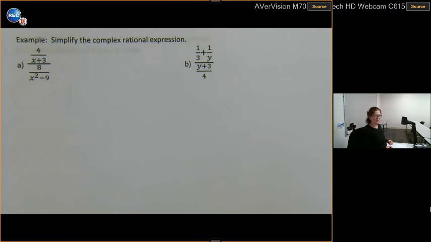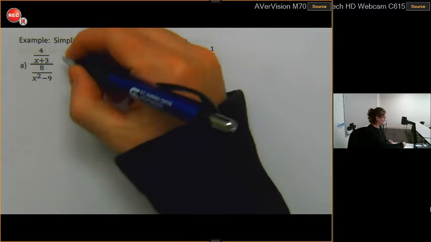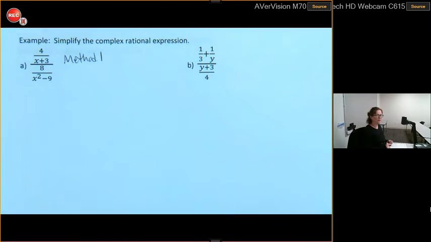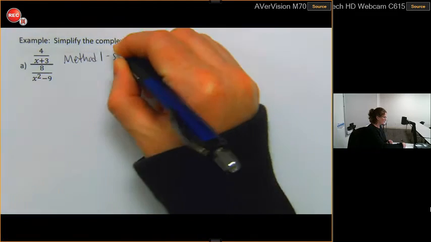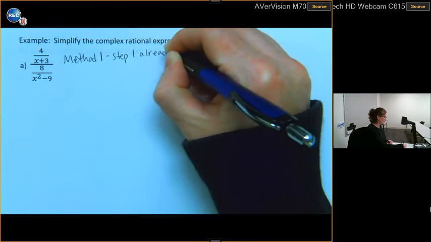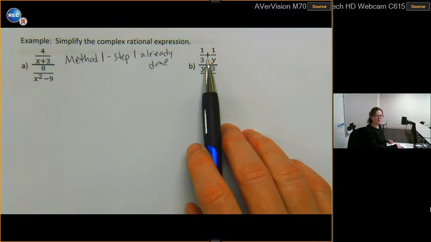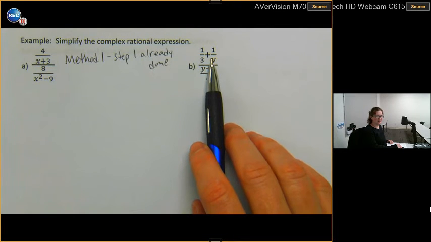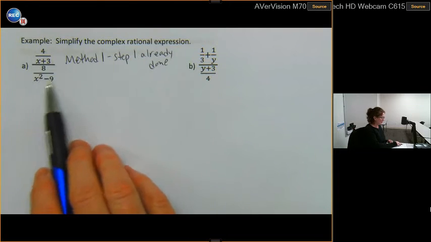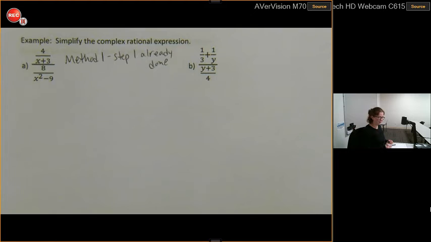So how do I know when to use which method? Well, it's really going to be up to you, but there are times when one method would seem to be simpler than the other. For example, on letter A, I would choose method 1, and the reason I would choose method 1 is that step 1 is already done, meaning there is no addition or subtraction that you could possibly do. So if I look over to part B, this numerator has two separate fractions that I would have to add together. Over here on letter A, I don't have any separate fractions that could be added together. So I don't need to do anything for step 1, which is why I'm choosing method 1, because I get to jump right to step 2.